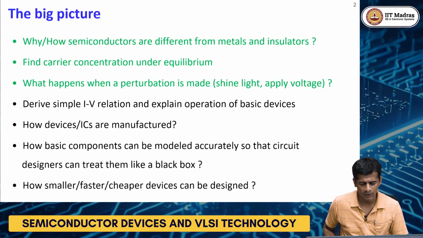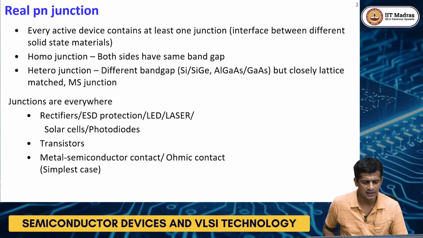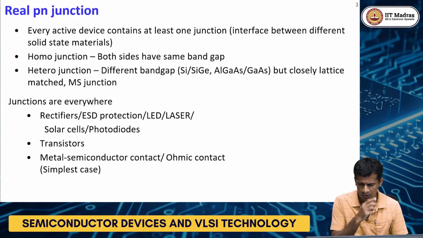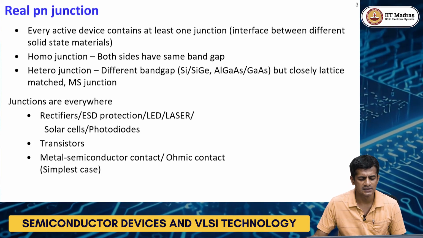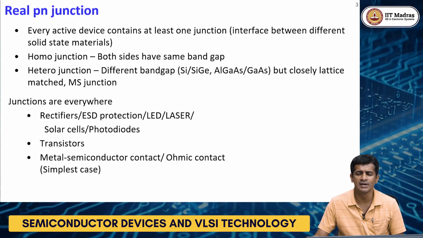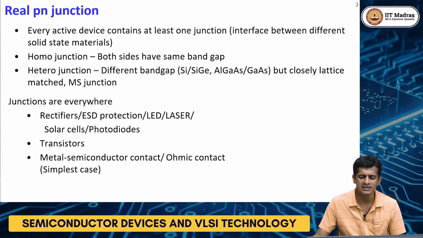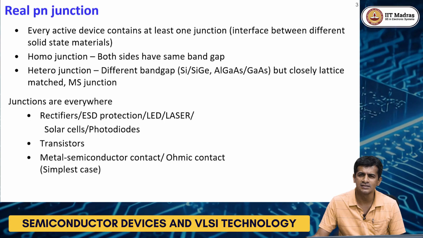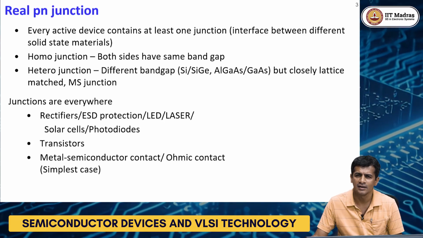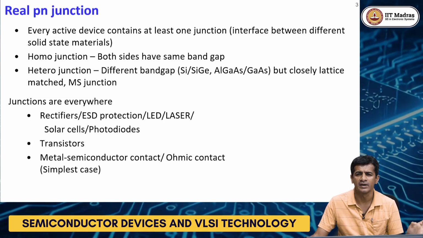We are going to start with what is known as a PN junction. Why is the PN junction so important for semiconductor devices? Any semiconductor device you take will have at least one type of junction. You cannot make devices out of only one type of material. There will be a junction somewhere.